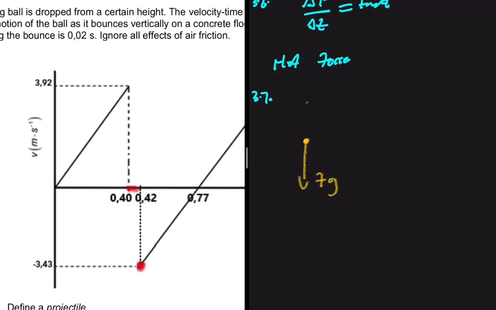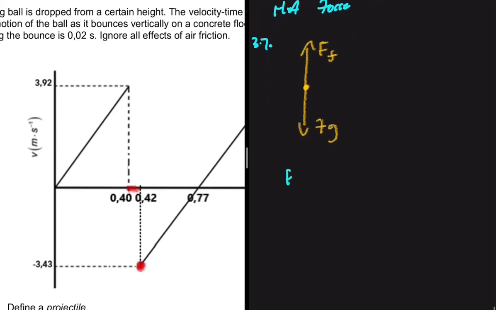As always, the floor is going to be pushing the ball upwards. So this will be the force exerted by the floor. That is our free body diagram. So we can say that F net is equal to F exerted by the floor minus Fg, because they are in opposite directions. If we calculate F net and find another way of calculating Fg, then we essentially have the force exerted by the floor. How can we find F net?